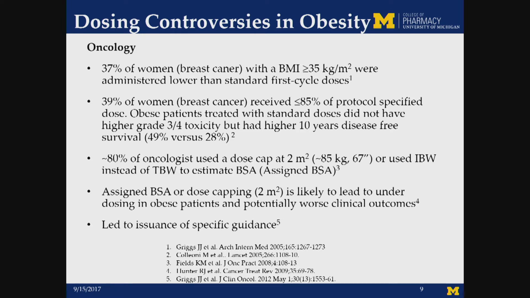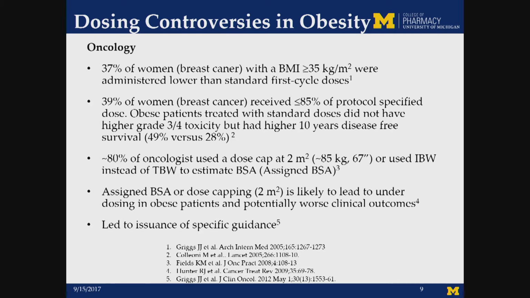A survey by Fields and colleagues showed that 80% of oncologists dose capped at 2 meters squared. Again, the idea here is individuals felt that they were overdosing individuals when they used total body weight to compute body surface area, and have in the past arbitrarily dose capped at 2 meters squared. And this is important because this can lead to underdosing individuals, especially those at greater risk for cancers that are associated with obesity, such as breast cancer and colon cancer.